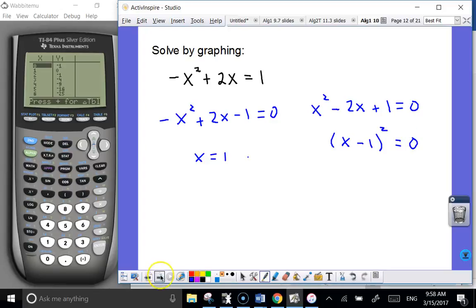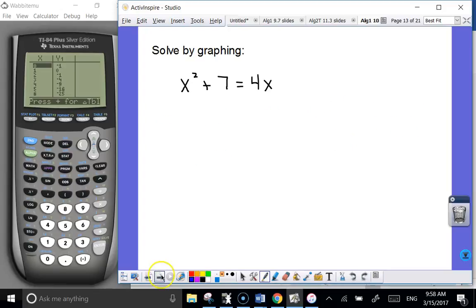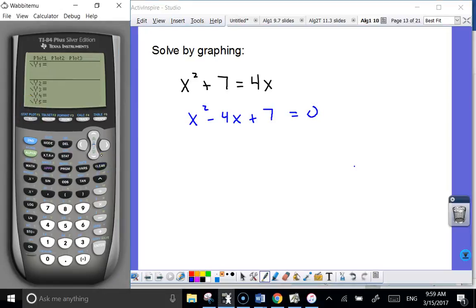Okay, next. Solve by graphing. Okay, let's try this one. What do I need to do to this one? X squared minus 4x plus 7 equals 0. Graph this one and let's see what it looks like. X squared minus 4x plus 7. And we graph it.